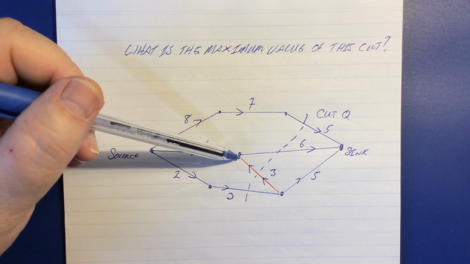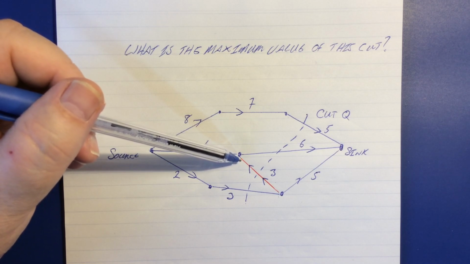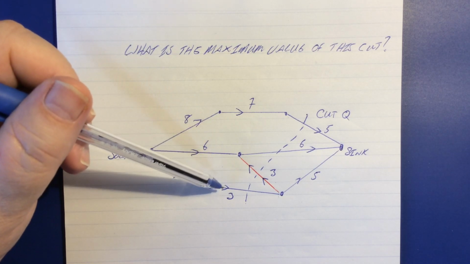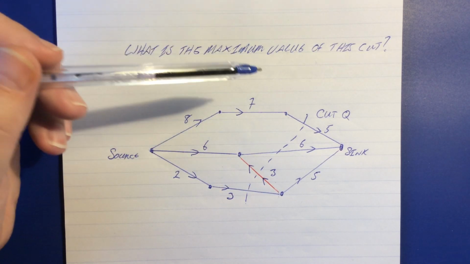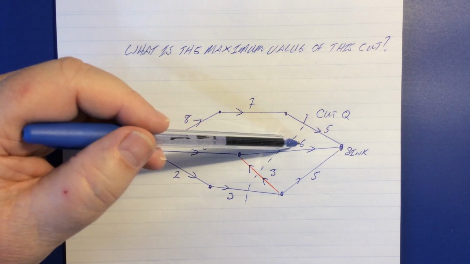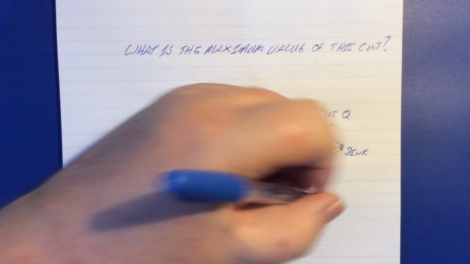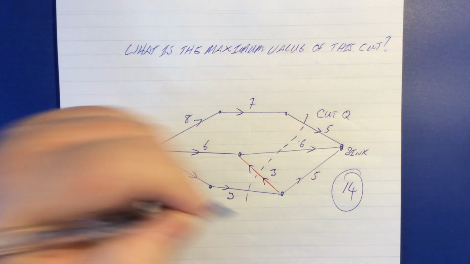important thing. Now, some people would say it doesn't count, and it doesn't. That's the reason it's red. So 6 and 5 is 11, and 3 is 14. I'm going to put the answer down here and circle it.